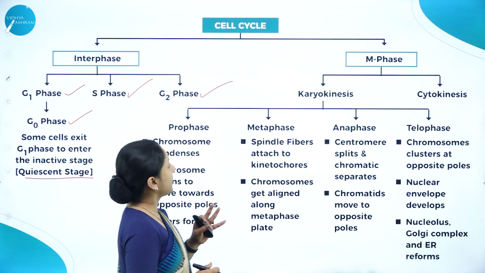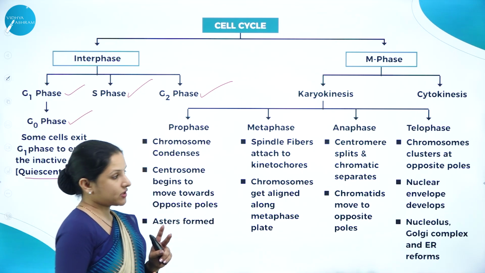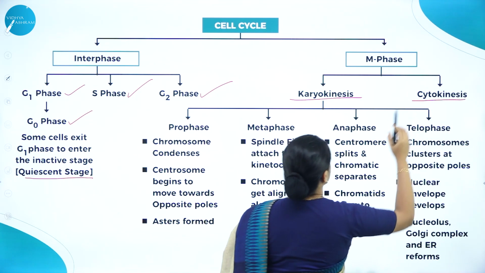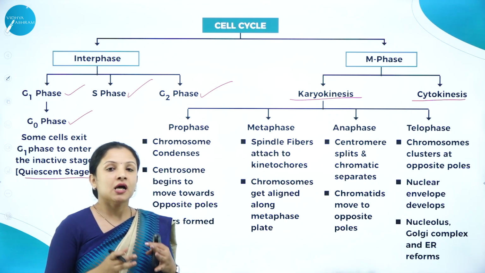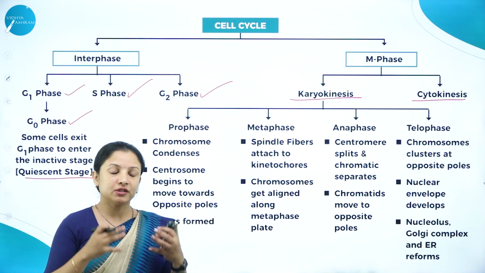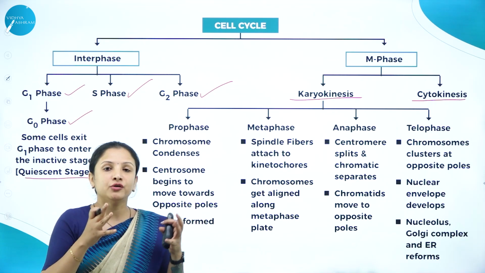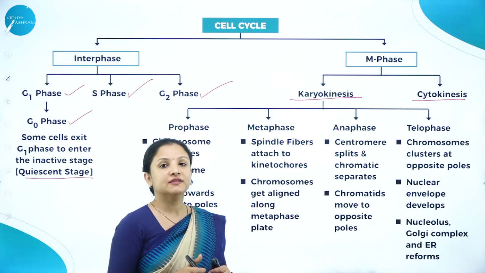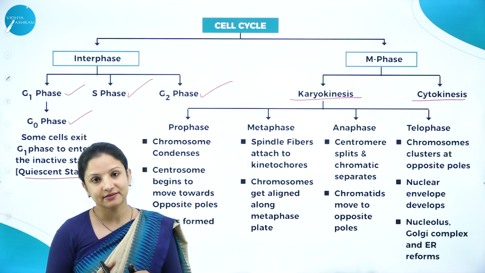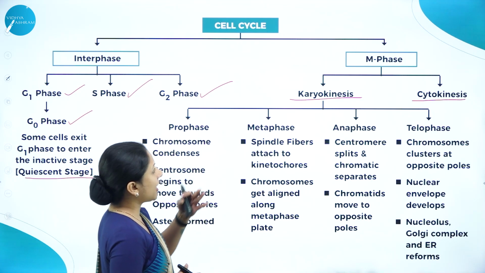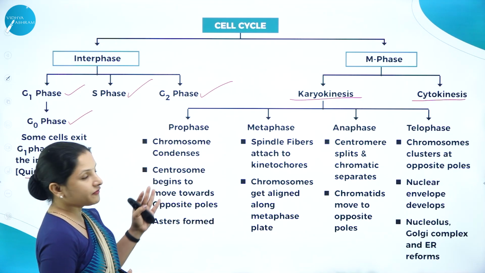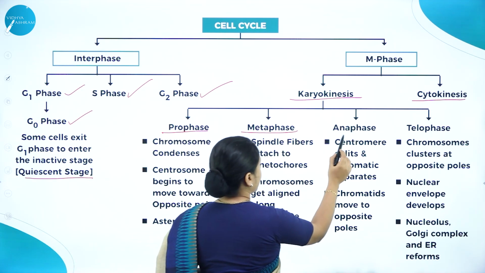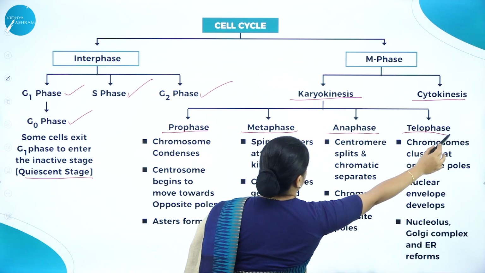Next, in mitotic phase, there are 2 important stages that occur. One is karyokinesis and one is cytokinesis. Karyokinesis means the nucleus. So division of the nucleus or the nuclear content, we call it karyokinesis, and division of the cytoplasmic content, we call it cytokinesis. Now in karyokinesis, there are different phases. One is the prophase, the second one is the metaphase, then comes the anaphase and the telophase.